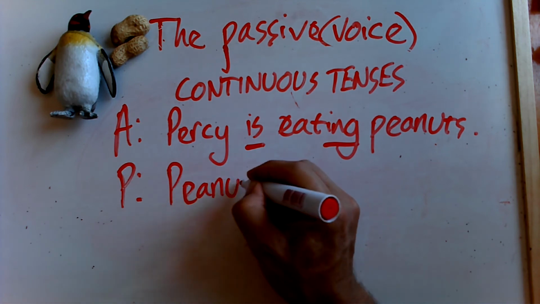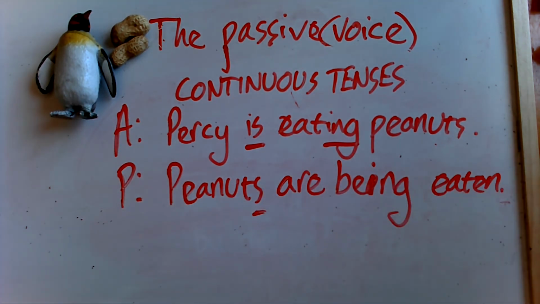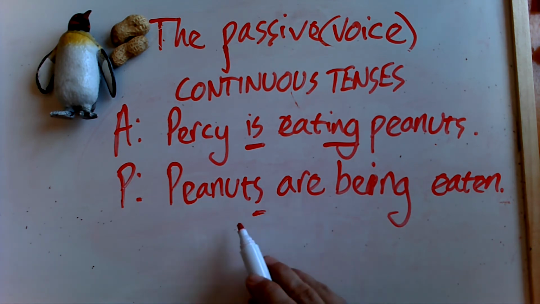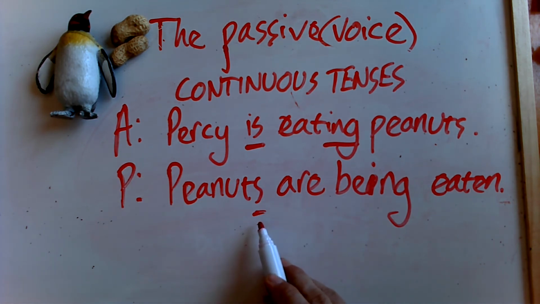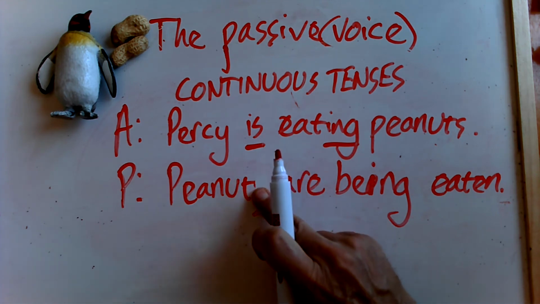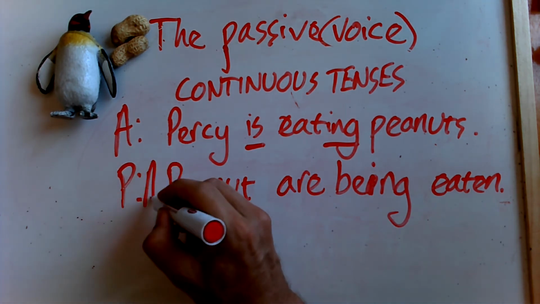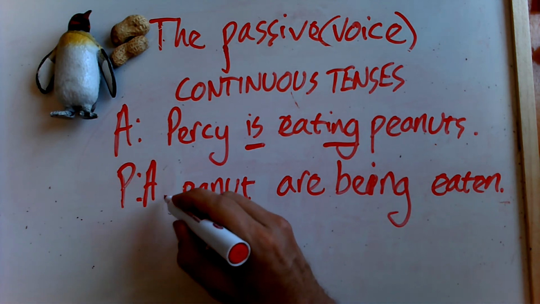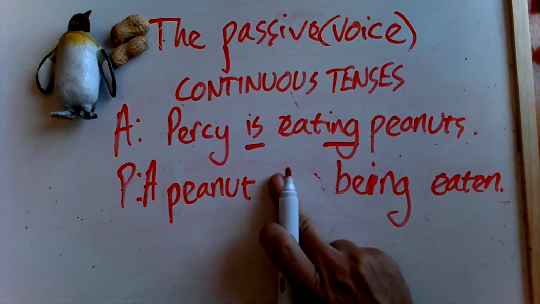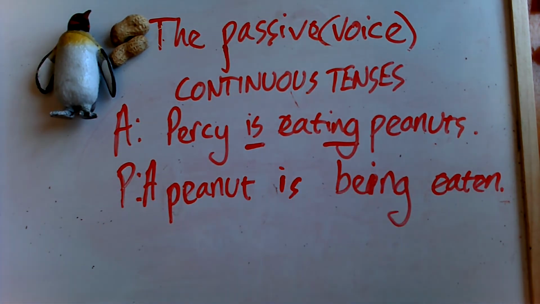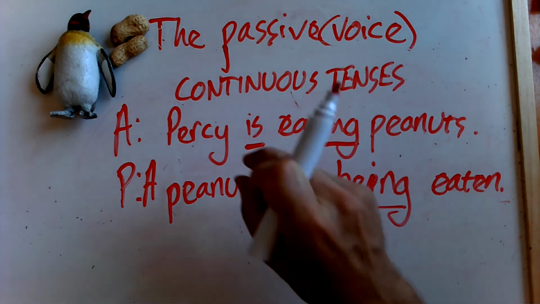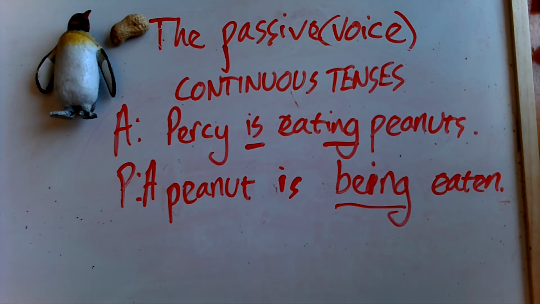Peanuts. Plural peanuts, so to be has to agree with the number. In this case, it's plural, so it's are. Okay, peanuts are being eaten. If we had singular, a peanut is being eaten. The being stays the same. Okay, a peanut is being eaten.